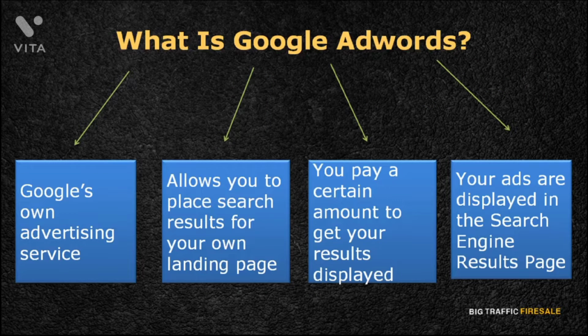So what is Google AdWords, and how do you utilize it to generate traffic? Google AdWords is Google's own advertising service, which allows you to place search results for your own website or landing page. The search results for your product or service will appear on the search engine results page, the SERP, for which you would have to pay a certain amount to get your results displayed.